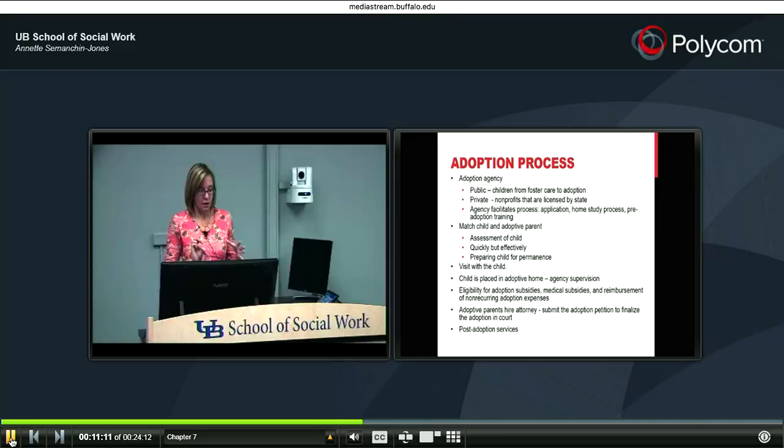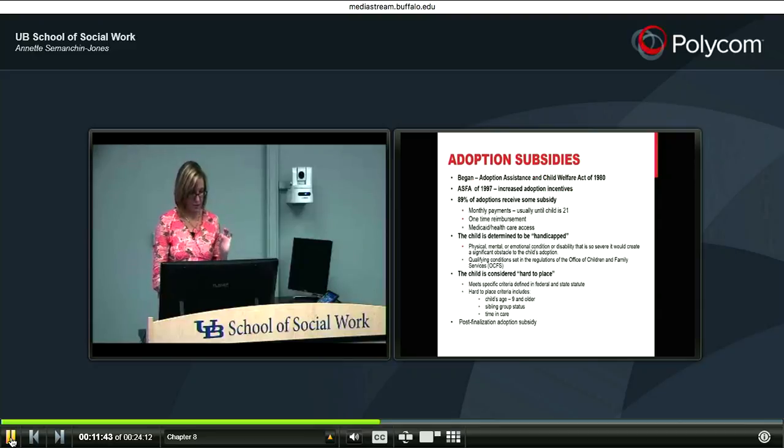Once all of that has been done, pre-placement, you still must finalize the adoption in court. So the adoptive parents would hire an attorney, submit the adoption petition, go in front of a family court judge, and the adoption is finalized. There are some post-adoption services as well, which is critically important, and we're going to talk about that in a minute. So let me talk about just a couple of specific things.